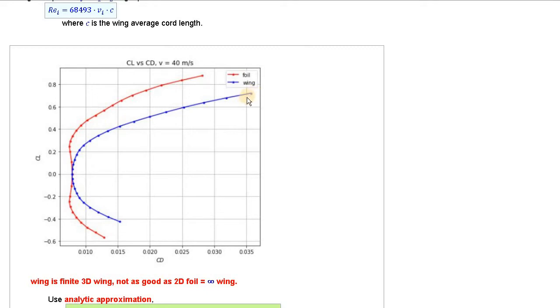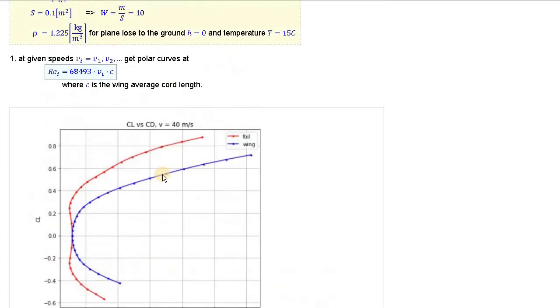As you can see, for a given aspect ratio, if you increase the aspect ratio, this curve is going to approximate the two-dimensional XFoil results, because you can think about it as if you extend the wing, make it longer and longer, it becomes 2D, not a 3D wing. Anyways, the wing is going to be computed in this way, and we are ready for the next step.